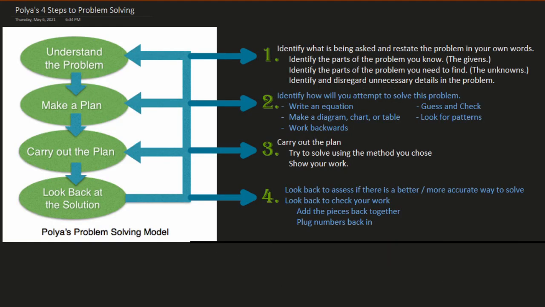So with that all in mind, I'll go ahead and go back to this main screen here. Again, this was Polya's 4 steps to problem solving. We just solved 2 different equations using the 4 steps, and I hope that you found this helpful.